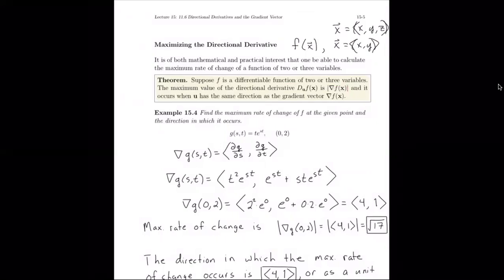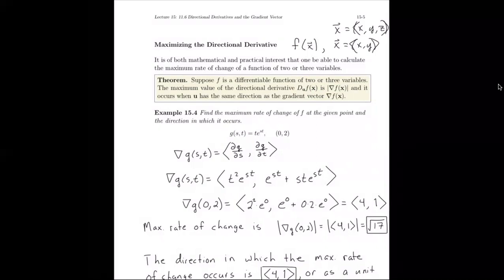So it occurs when u has the same direction as the gradient, is another way to rephrase this. So when u has the same direction as the gradient vector grad f of x, then we have maximized our function D_u f of x, the directional derivative in the direction u of the function f of x. Okay, so let's find the maximum rate of change of f at the given point and the direction in which it occurs.